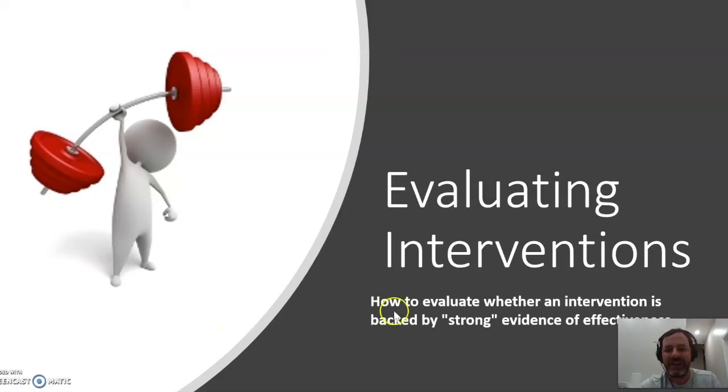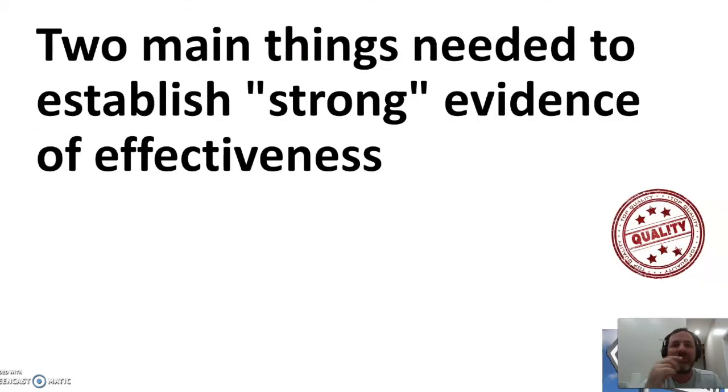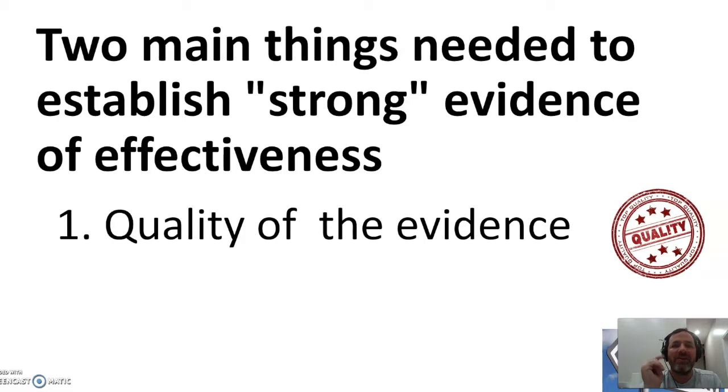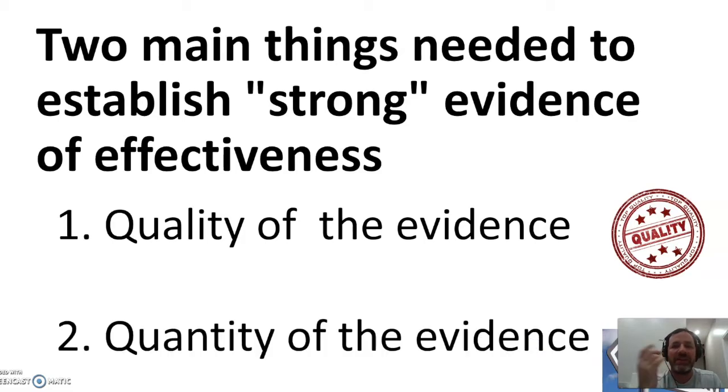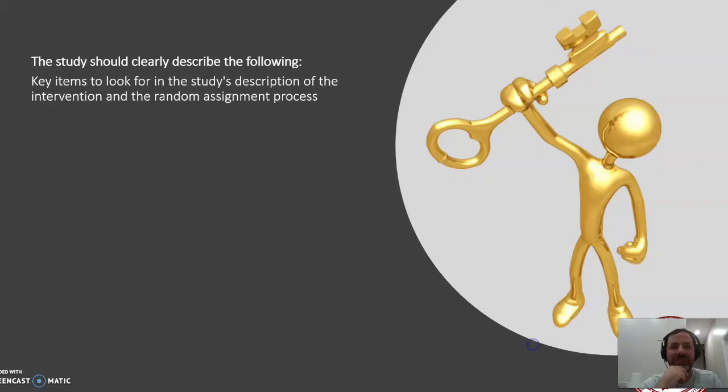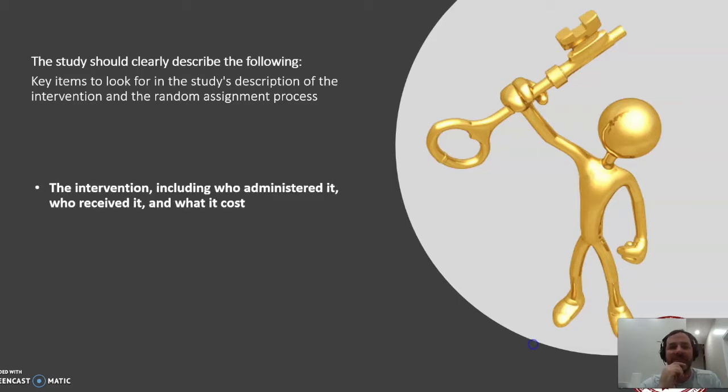Evaluating interventions. How to evaluate whether an intervention is backed by strong evidence of effectiveness. So the two main things we need are quality and quantity of evidence. The study should clearly describe the following. Key items to look for in the study: description of the intervention and the random assignment process.